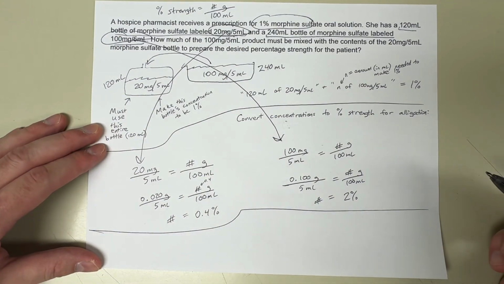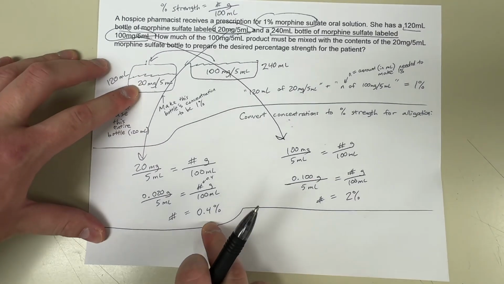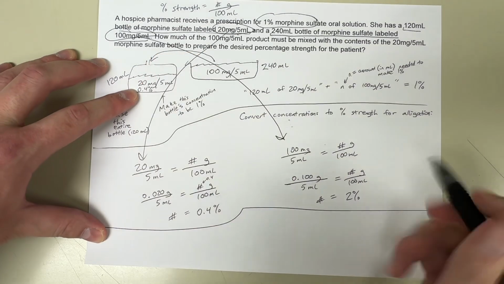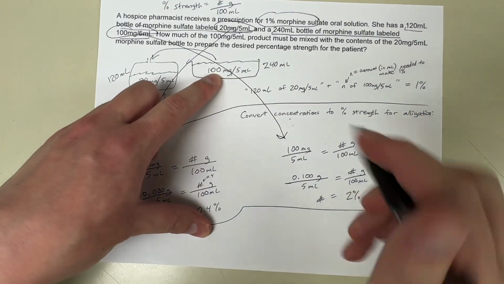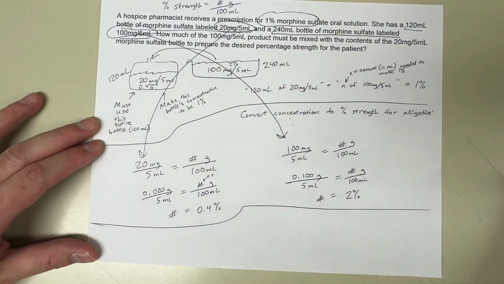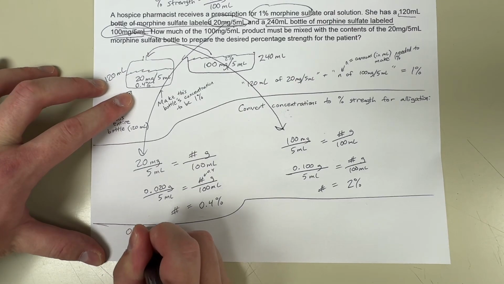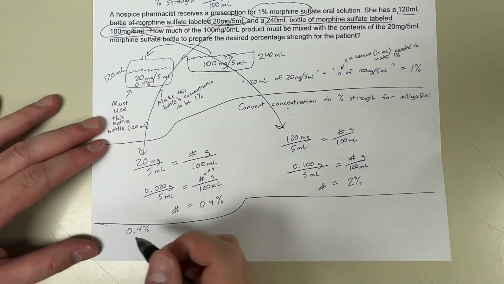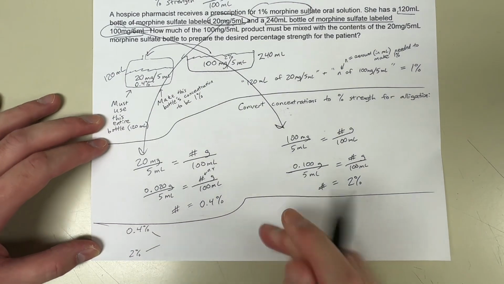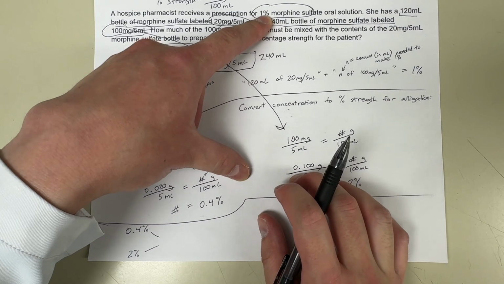So next I'm going to do the alligation method. I have my two different bottles here. This 20 milligram per 5 milliliters is the same thing as 0.4%, and this 100 milligram per 5 milliliter is the same thing as 2% concentration, the percent strength. So I'm going to have my two stock solutions, 0.4% and the 2% that I just calculated, and I'm trying to make a 1% solution as my final bottle.